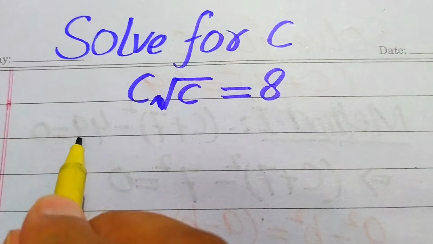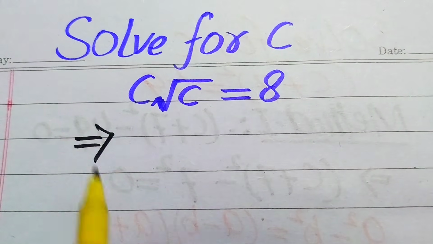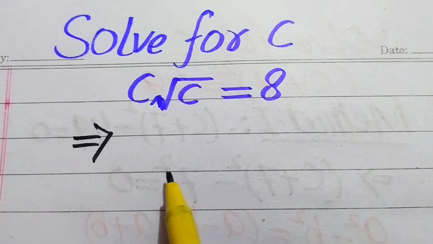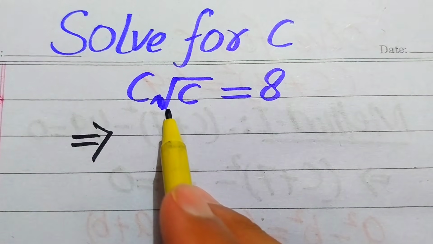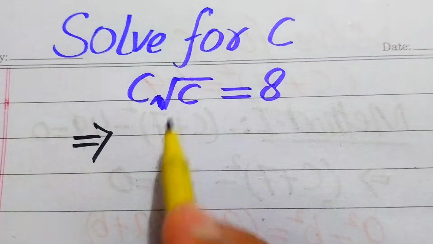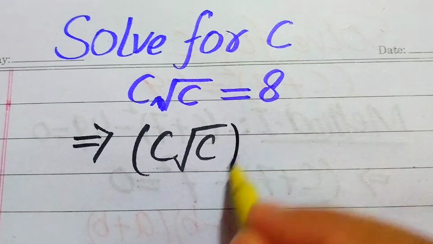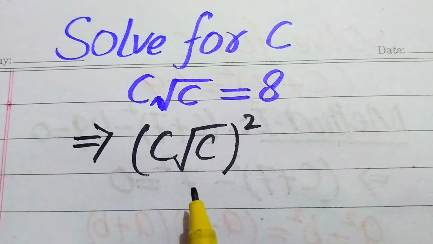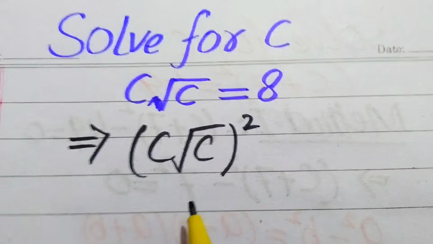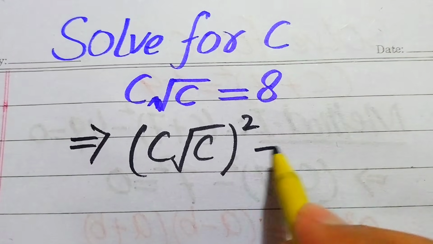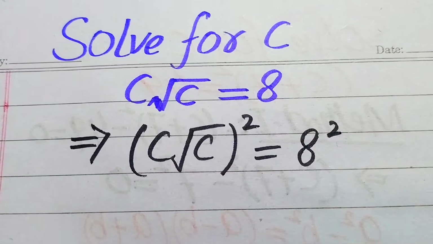And now we move towards the solution of this problem. So here our first target is to remove this square root sign, and for this we apply squaring on both of the sides. So when we apply squaring, this will be written as c times square root of c whole squared is equal to 8 squared.